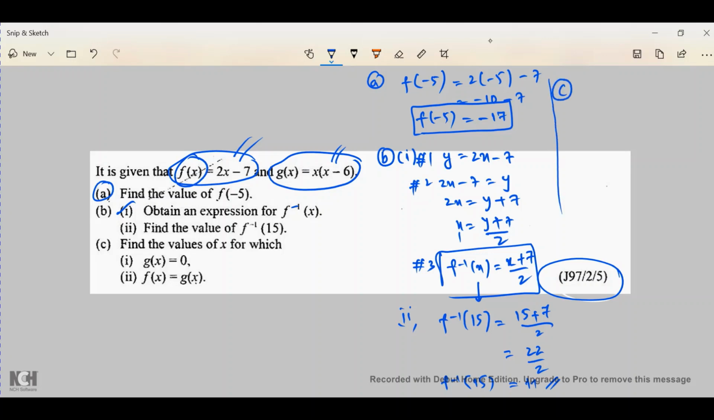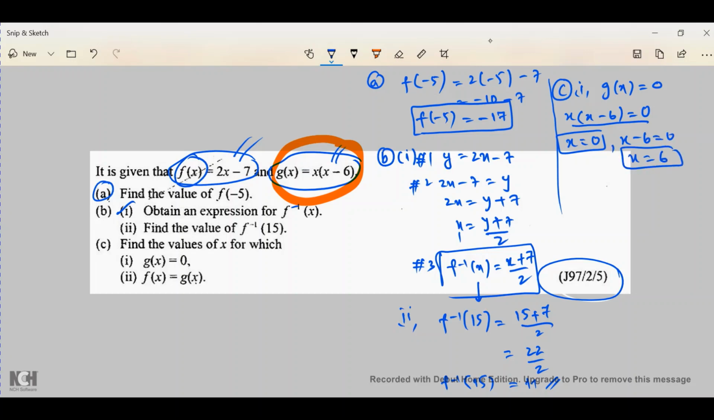Like this is new. The first part is g(x) equals 0, and you can see g(x) is here. So for g(x), we can write x times (x minus 6) equals 0. You don't need to multiply, please. Factors are already done. So x is equal to 0, and x minus 6 is also equal to 0, and x is equal to 6. This is the way you can solve it. Don't multiply and make this complicated, please. First part done.